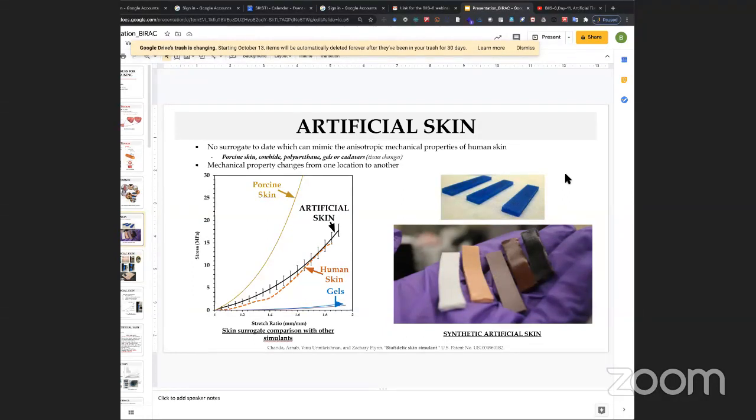However, in an actual OT, you're looking at an actual soft tissue. So we have come up with some artificial skin compositions which are the closest to the human skin. And this is protected by a US patent which I was working on for a while. So synthetic artificial skin, and I'll go a little bit more into the depth of how the mechanical properties look. Next slide, please.